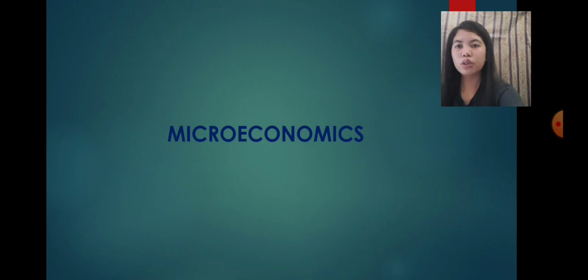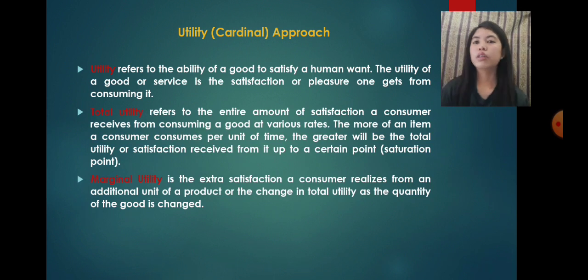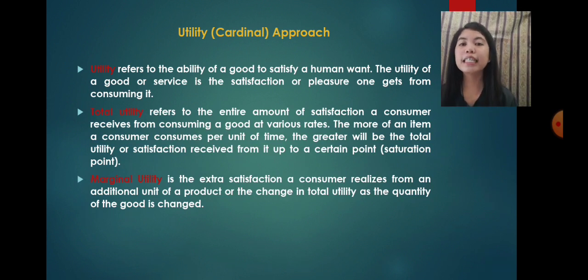Microeconomics. So, utility or cardinal approach. Utility refers to the ability of a good to satisfy a human want. The utility of a good or service is the satisfaction or pleasure one gets from consuming it. Total utility refers to the entire amount of satisfaction a consumer receives from consuming a good at various rates. The more of an item a consumer consumes per unit of time, the greater will be the total utility or satisfaction received from it, up to a certain point or saturation point.